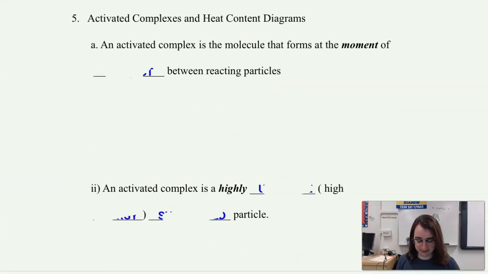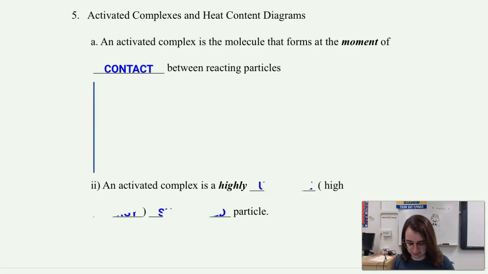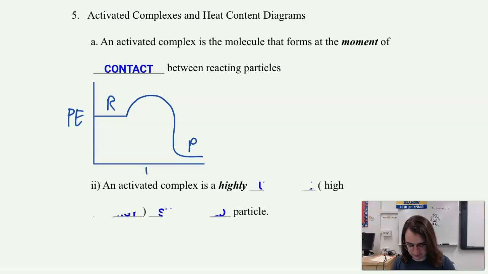We can relate these activated complexes to heat content diagrams, right? So an activated complex, again, is just something that exists in a moment of contact. It's very brief, it's very unstable. If we were to draw another one of our heat content diagrams, I'm going to do this one kind of sloppy, so feel free to do yours kind of sloppy too. Those are the reactants, those are the products. Potential energy over here, reaction over there.